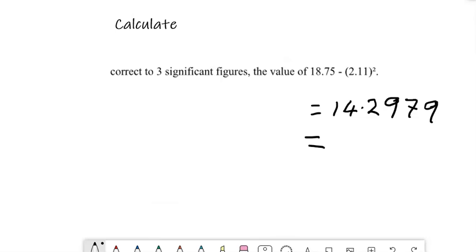To three significant figures, we start from the first number that's not 0. So 14.2. But since after the 2 you have a 9, you increase the 2 to a 3. So the answer is 14.3. Let's do one more example.